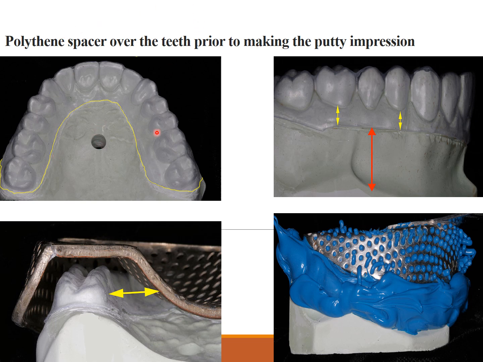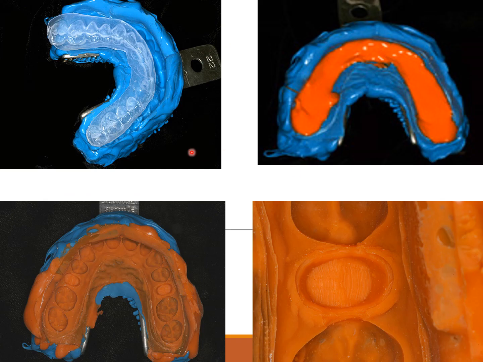So the polythene spacer is made. It can be any polythene spacer. For example, this is just the mouth of the patient, and then you take a heavy body on top. Then the polythene spacer is removed, and you load the light body, replace it back, and then you can see the accuracy. They've just taken a model as an example.